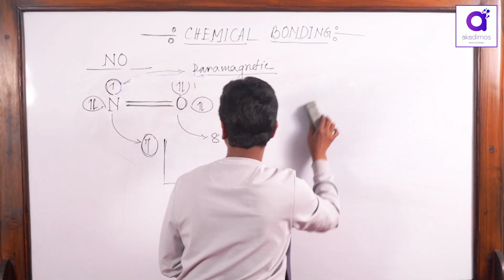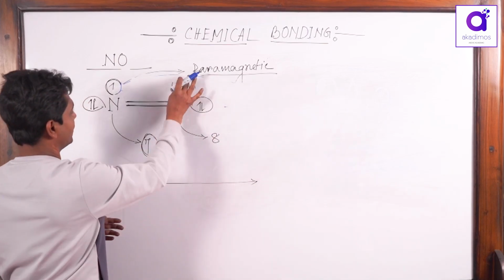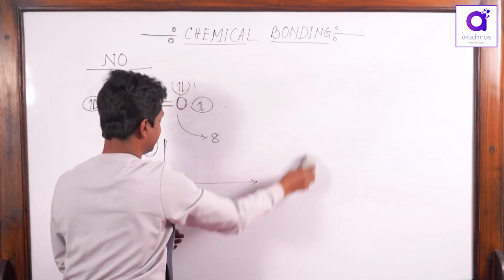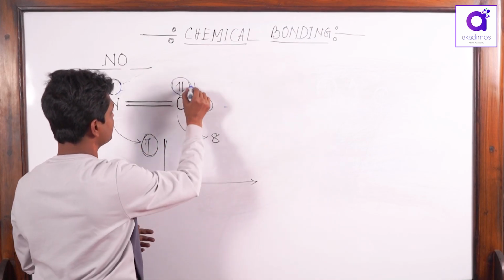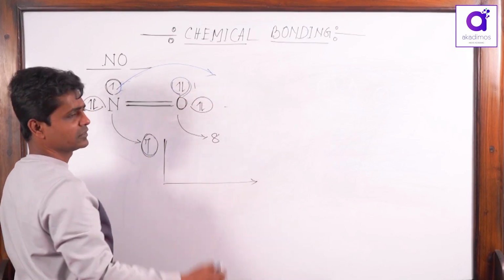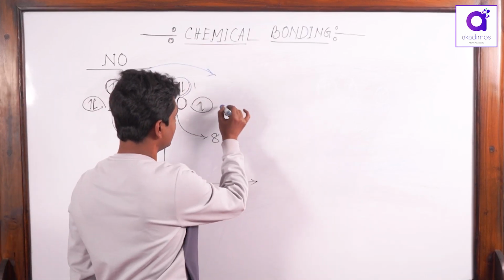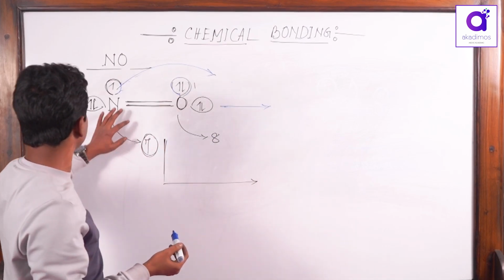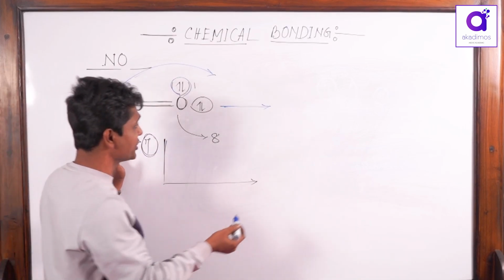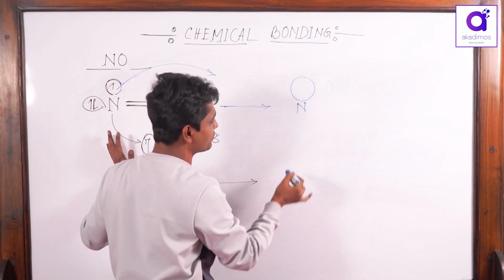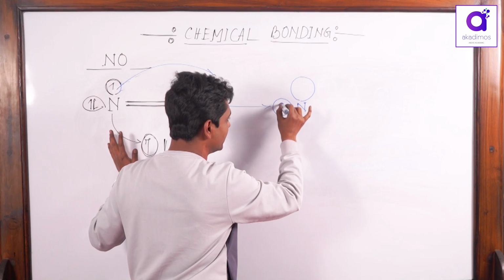By removing an electron, I get an octet. Remove this electron: neutral NO is paramagnetic, which I have discussed. Remove this electron with any oxidizing agent, which takes an electron from nitrogen. Now the number of electrons on nitrogen becomes 6. See, by removing an electron, you get a vacant orbital, and this is a pair of electrons.